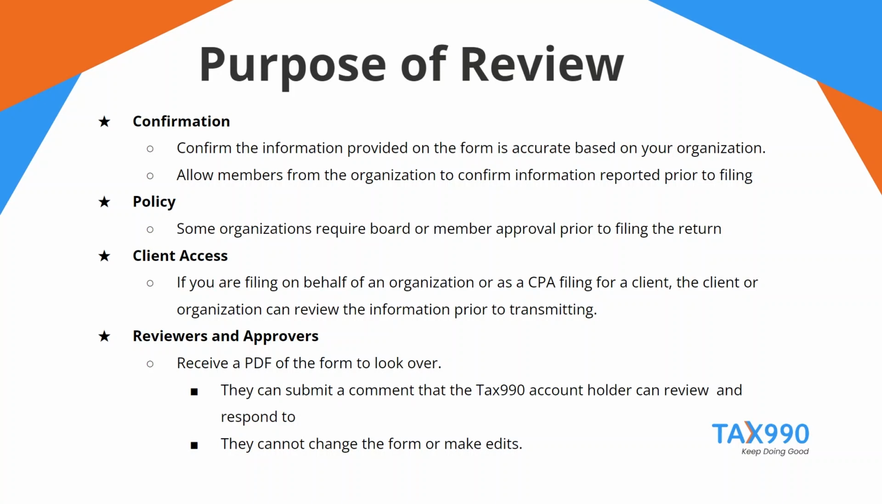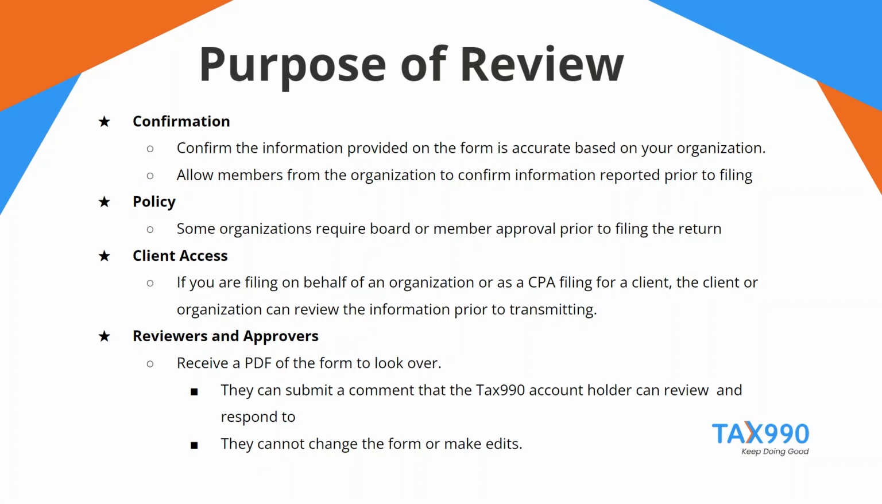The reviewer and approver, so whoever you send it to for review and approval, they'll receive a PDF of the form to look over. They can submit a comment that the Tax 990 account holder can review and respond to, but they cannot make changes to the form itself. They can't edit the form, they can't delete anything. All they can do is leave a comment and submit that back to the Tax 990 account holder.